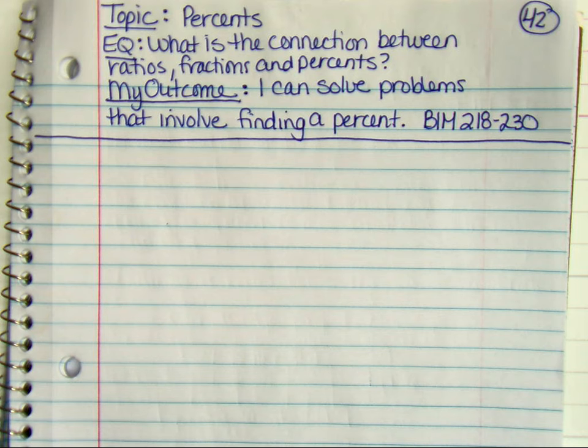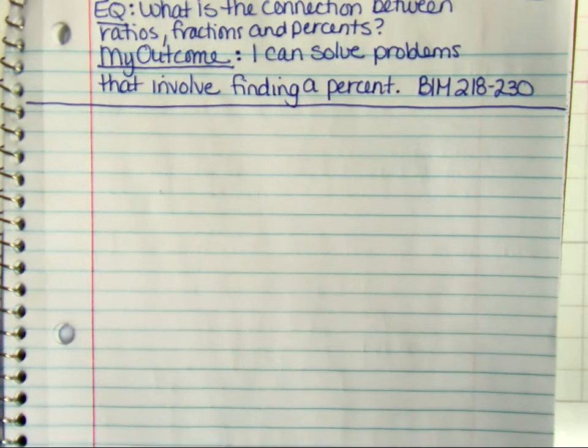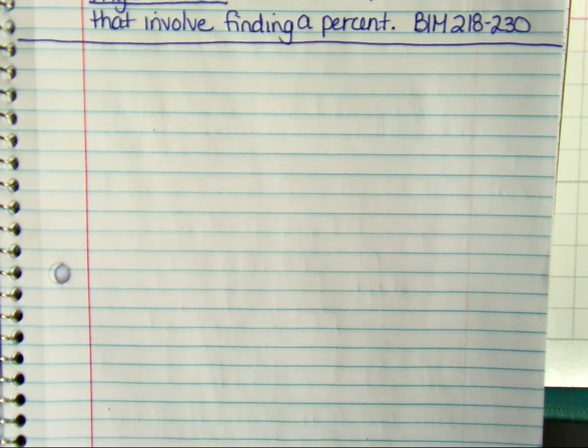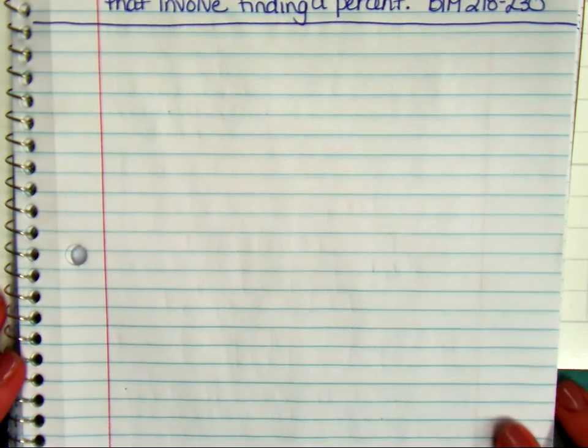My outcome, so this is what you should be able to do by the end of this lesson: I can solve problems that involve finding a percent. So you should be able to solve problems that require you to find a percent. If you need to pause the video to go back to those key pieces of information at the beginning, you can. But I'm going to move right along. By the way, this lesson is from Big Ideas Math 218 to 230, lessons 5.5 and 5.6.